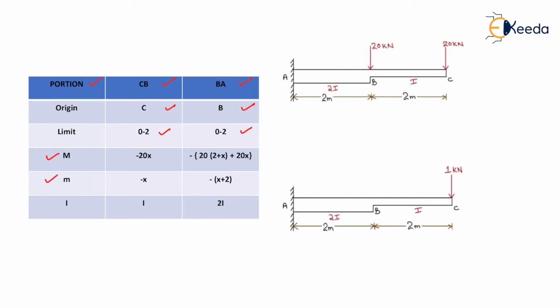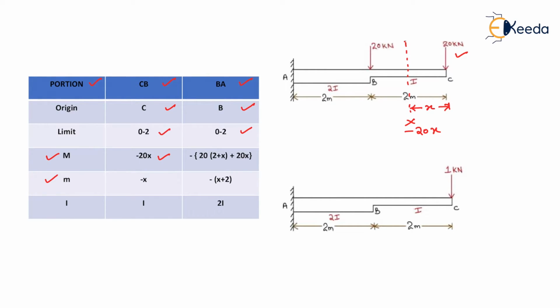Now for finding the capital M value in span BC, we make a section XX here whose distance from C is x meters. The moment acting on this XX section will be minus 20 into x due to this point load. The negative sign is because of hogging bending moment, so we write here minus 20x.